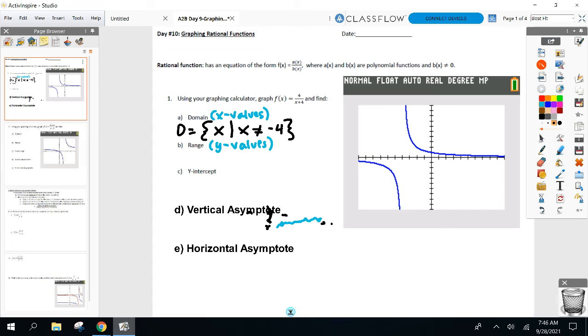So how do I write this now? Very similar to the domain. R equals, what variable am I going to put in now? Y, because it's the range, such that y cannot equal 0.